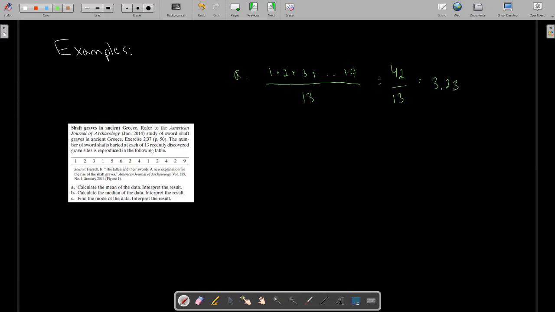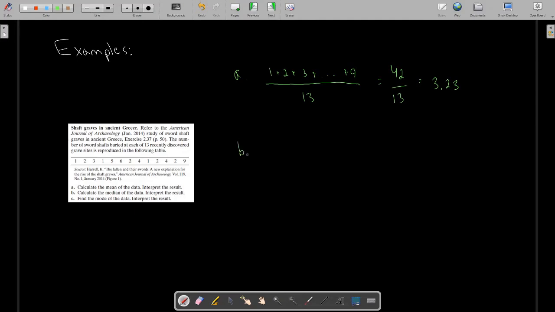And when it asks us to interpret the result, that means to take this number and put it back in the context of the problem. So we would say that the average grave site in ancient Greece will have about 3.23 sword shafts on average.